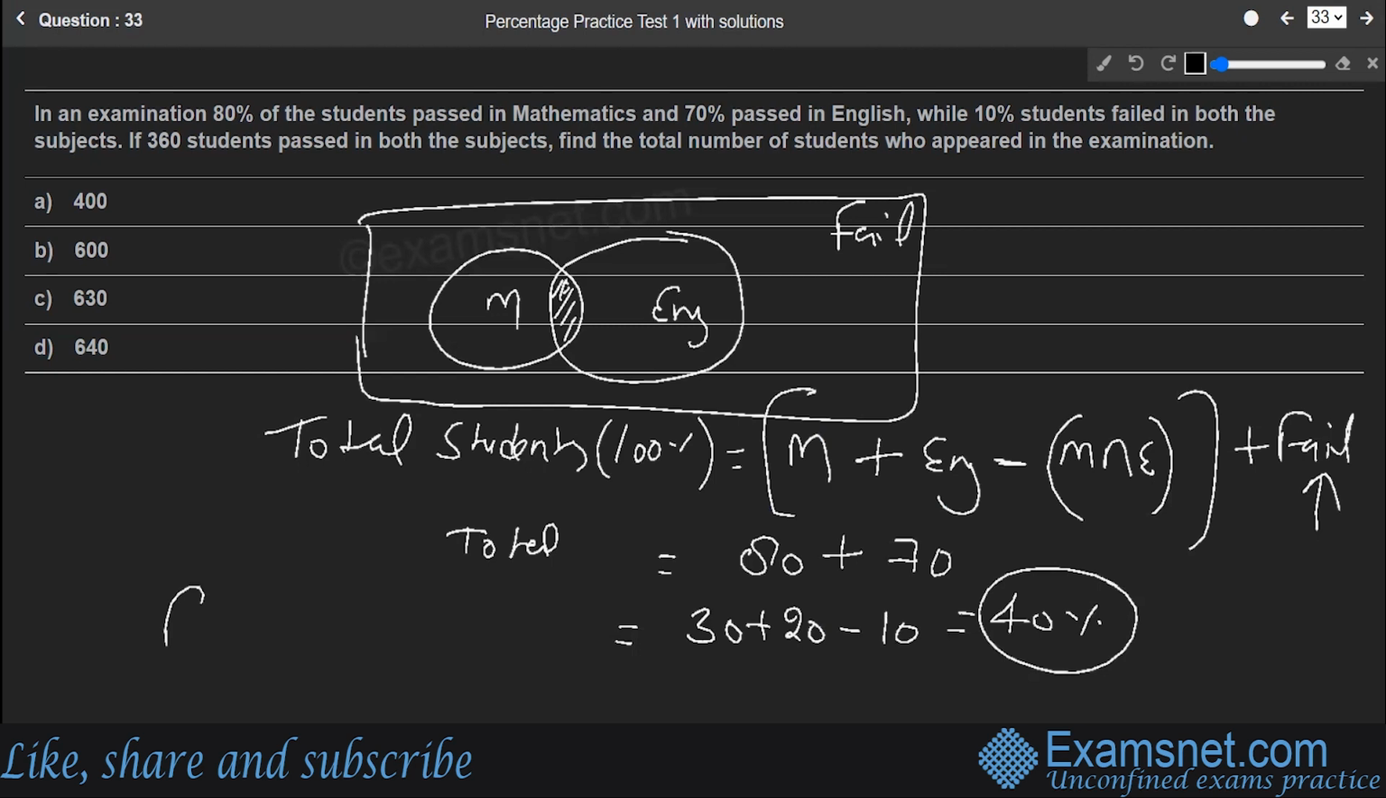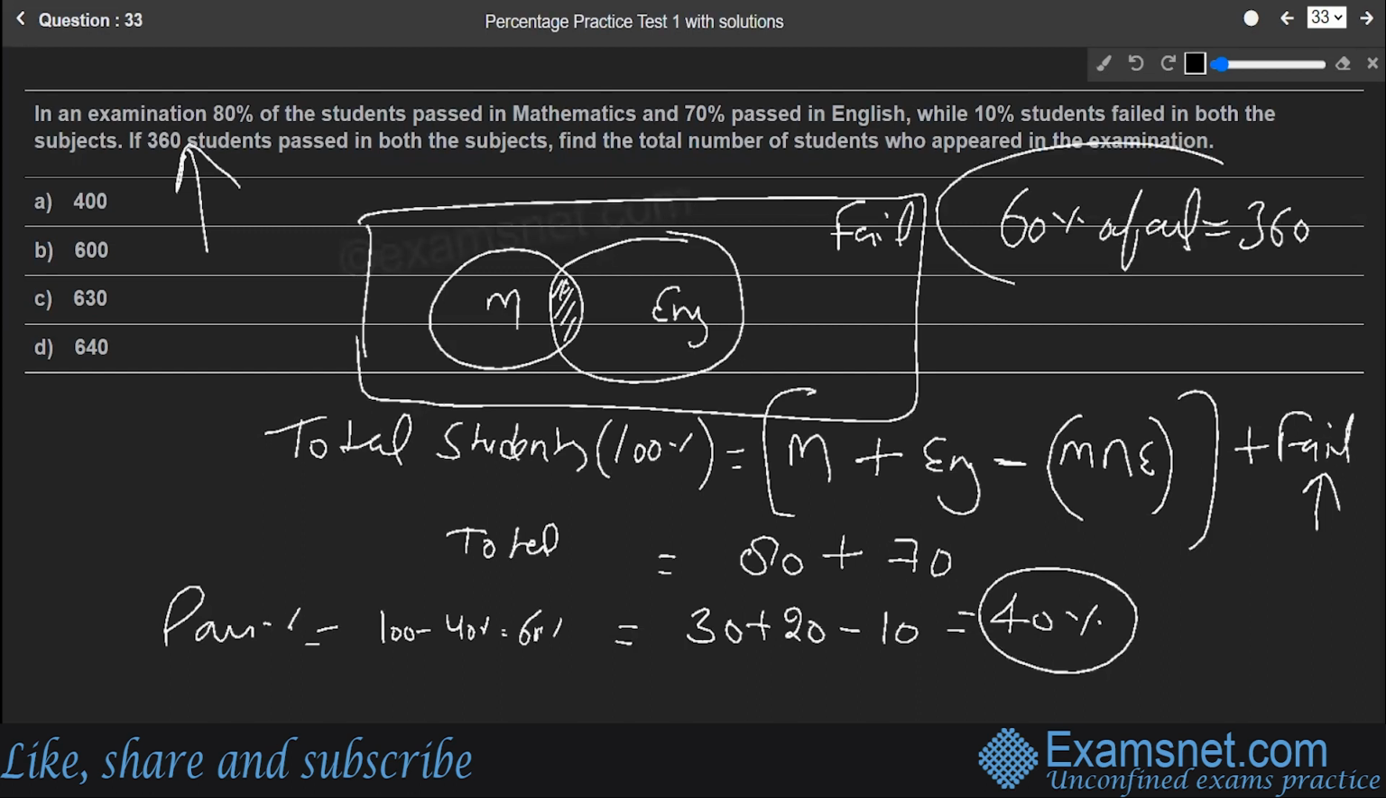So what is the passing percentage going to be? Pass percentage is going to be 100 minus 40, that is nothing but 60%. So 60% of students have passed in both subjects. And what is given in terms of number? That is given as 360. So 60% of all the students is 360. This is the equation with us.